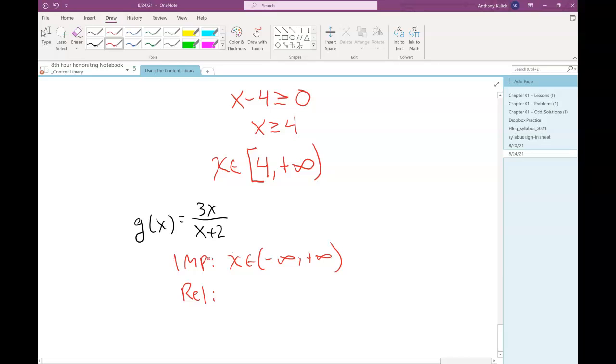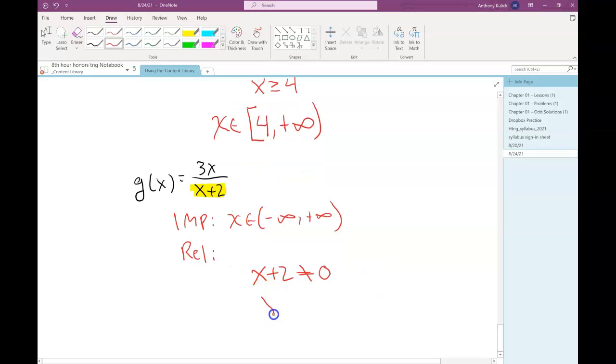Zero is a problem, right? Can't divide by 0. So I'm going to take everything in the denominator and say that that cannot equal 0. Everybody good there? So I'll solve that, just subtract 2 from both sides. But what I'm left with is not an inequality, which is what I would prefer if I'm going to write an interval notation for this.